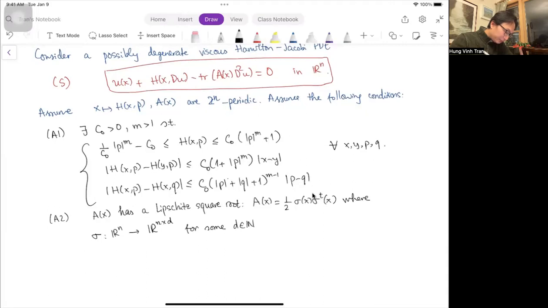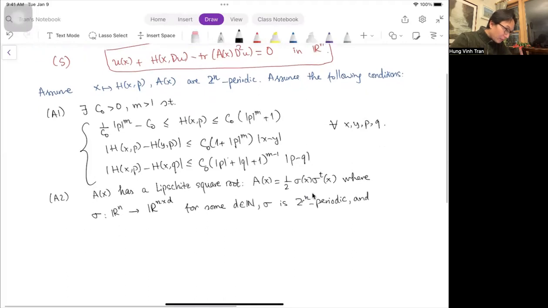Of course, we already assume that sigma is Z^n periodic. And sigma in L infinity norm is bounded by C naught, and also Dsigma in L infinity norm is also bounded by C naught. So that's what I mean by this. It has a Lipschitz square root.